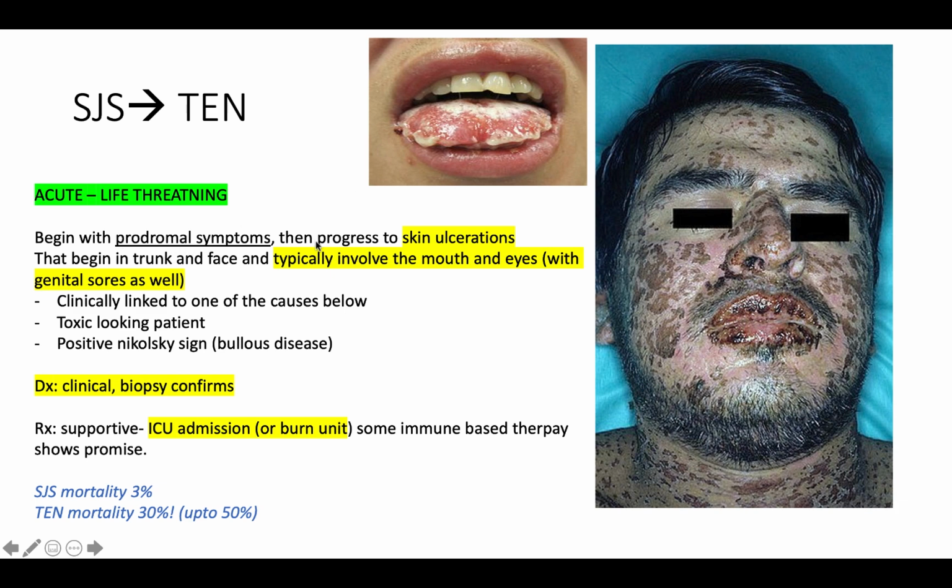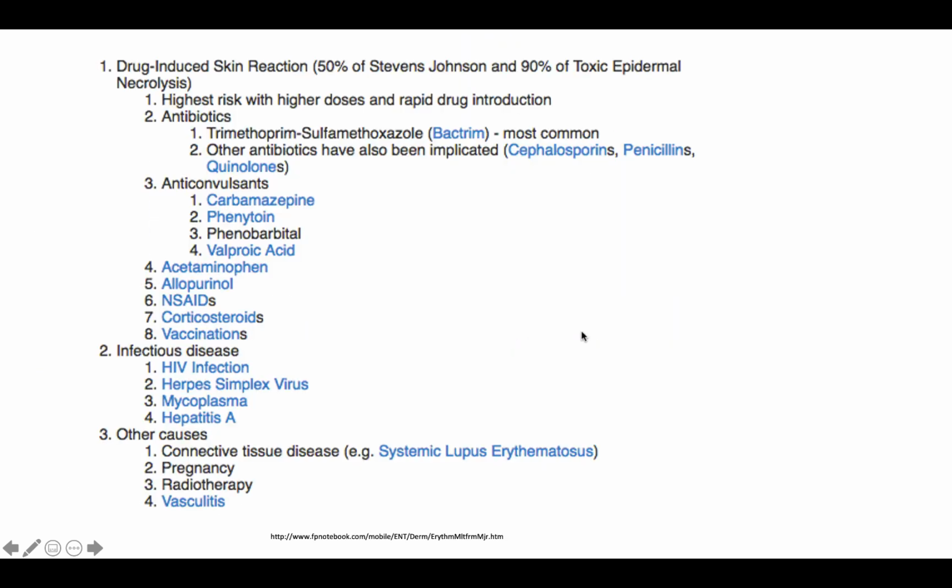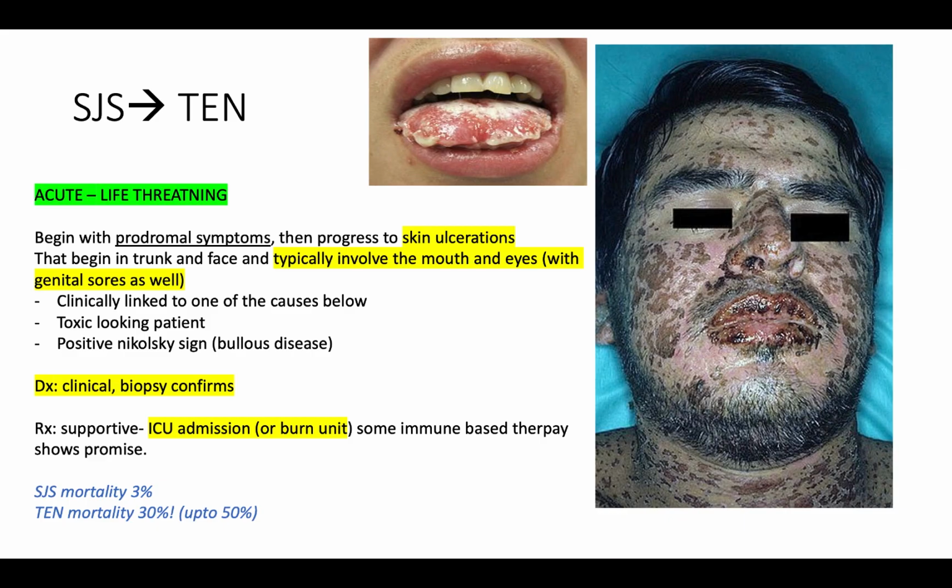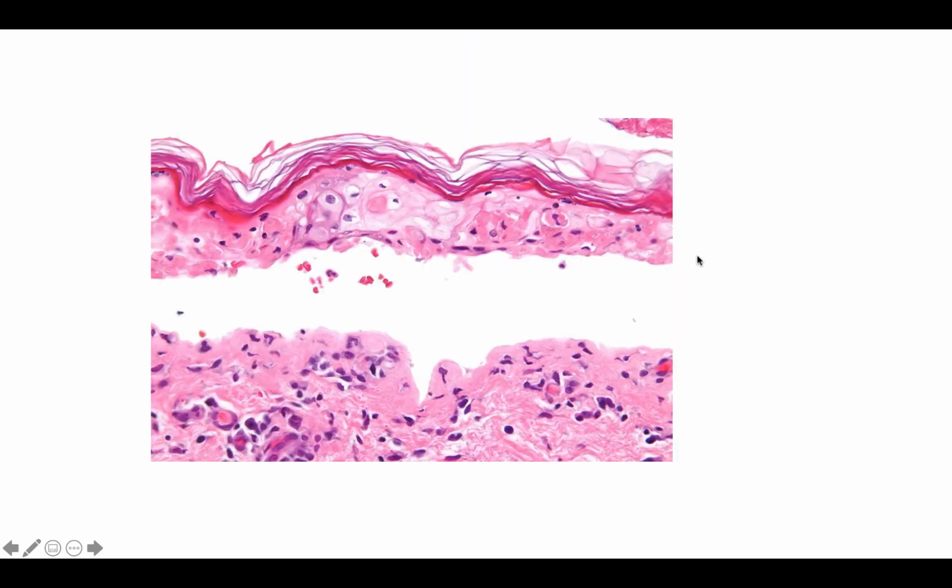It begins with prodromal symptoms, then progresses to skin ulcerations that begin in the trunk and the face, and then typically involve the mouth and the eyes, with genital sores as well. The patient looks clinically linked to one of the causes اللي حكيناهم. المريض is toxic looking and then has a positive Nikolsky sign اللي هو صار عنده bullous eruptions. بالمحاضرة القادمة أتوقع I will show you Nikolsky sign. So Nikolsky sign is a clinical sign that you can do on the skin to show that the epidermis is being detached from the dermis like this.